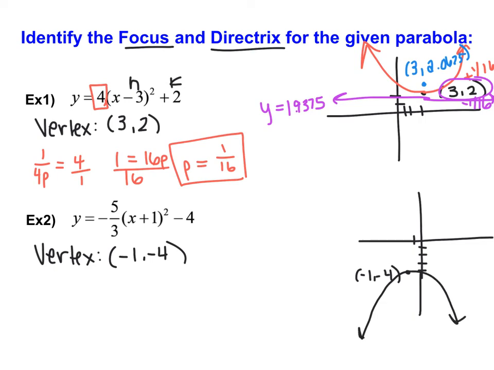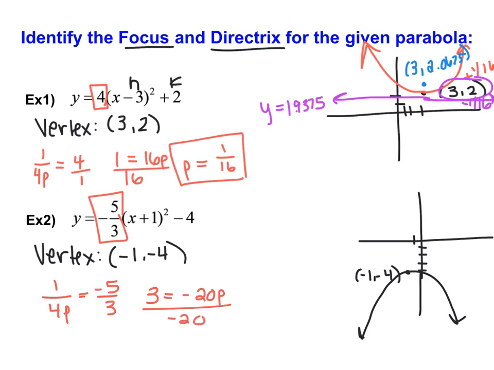So now from here, I need to determine my p-value. And remember, my p-value uses this value here out in front. So we're going to create a little equation of 1 over 4p is equal to -5 over 3. And then we cross multiply, so you end up with 1 times 3, which is 3, equals -20p. So you divide by -20, and you get a p-value that's equal to -3/20. Now we can simply take this value and apply it to our -4 by adding and subtracting it in order to find our focus and directrix.